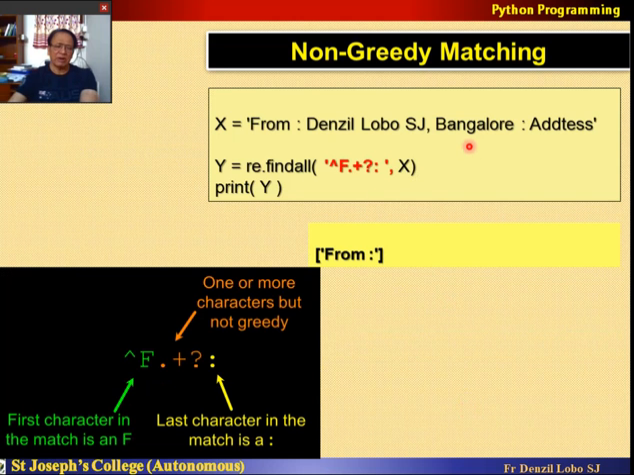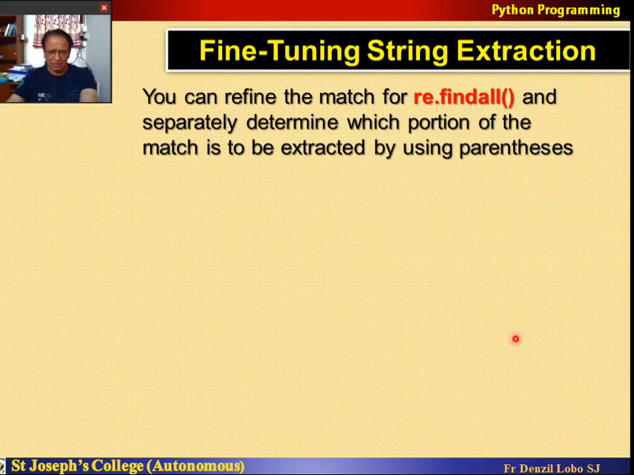Let us come now to non-greedy matching. How am I going to restrict it to only once? It's very simple. Earlier I put plus. This time I say plus and question mark. That means it is a non-greedy matching. It is going to find only the first match. For example, here, though the colon appears twice, it is going to stop here. The result is going to print y. This y will contain only from, because I have put a question mark. So here, as you see, the last character in the match, this is one or more characters, but not greedy because I have put a question mark.